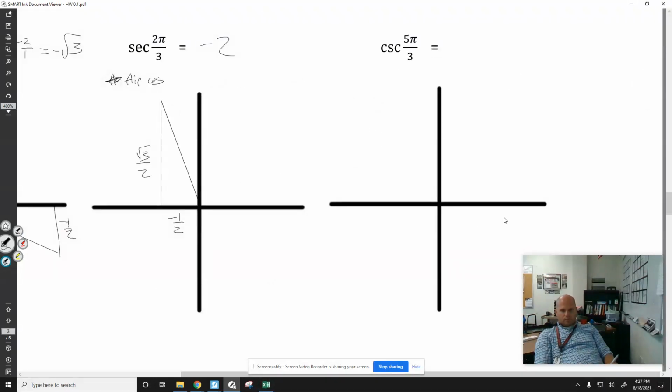Cosecant of 5 pi over 3. Go all the way around to 2 pi. That's 6 pi over 3. Subtract pi over 3. 5 pi over 3. Down. Cosecant is the flip of sine. Sine is negative root 3 over 2. So negative 2 over root 3. Let's rationalize.